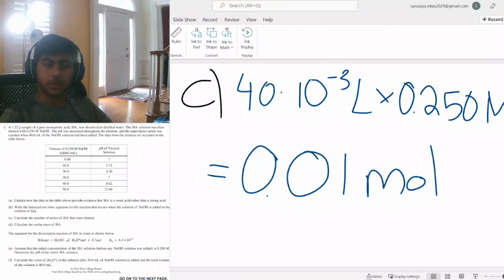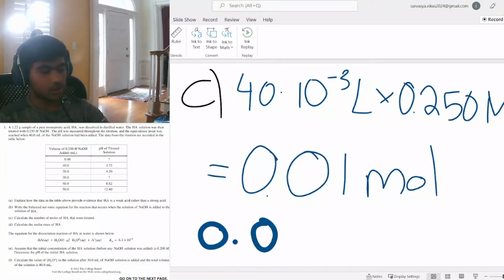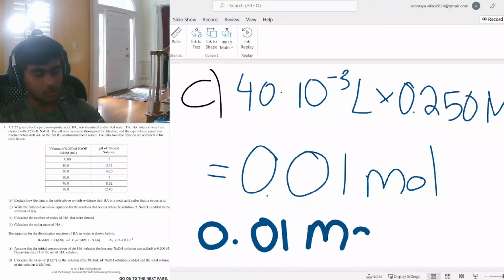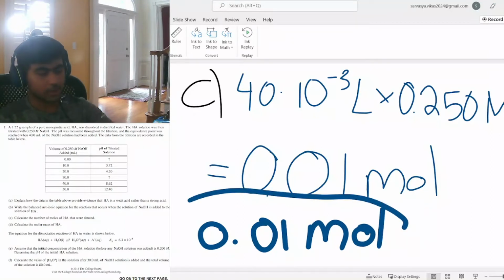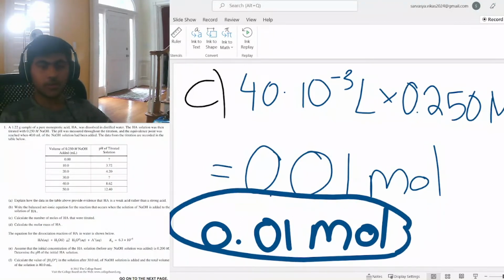And the equivalence point means that the moles are going to be the same for both of them. So our answer is going to be 0.01 moles of HA that was titrated. And we can move on to the next part.